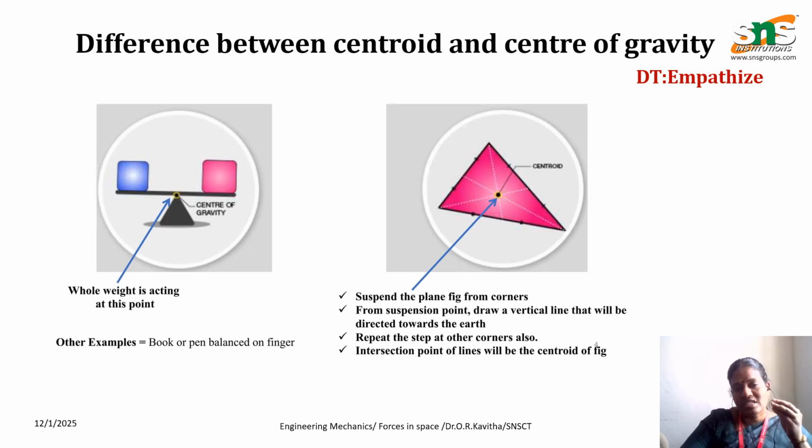Now we will see the difference between the centroid and the center of gravity. The centroid is the intersection point of all the points, that is, the geometrical center. But the CG is the point where the whole weight of the body is assumed to be acting. If the CG is at the center, then the body will be balanced as we discussed in the seesaw. Otherwise, if the CG is not at the center, then the seesaw will not be in the neutral or balanced position.